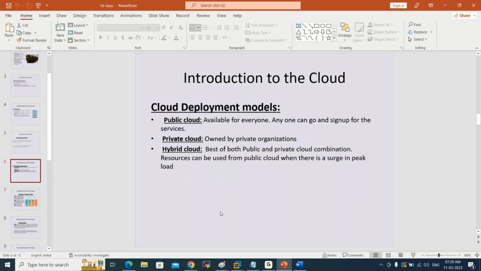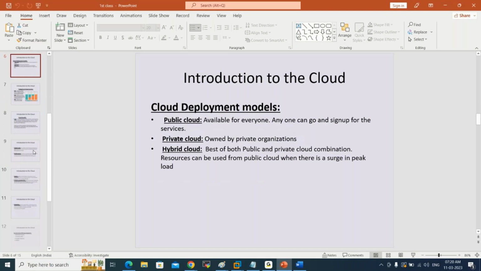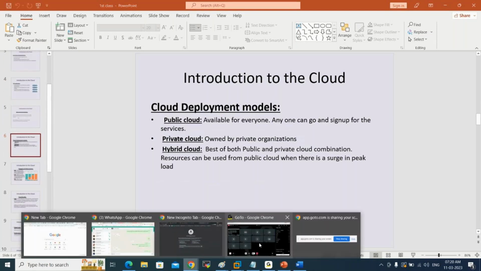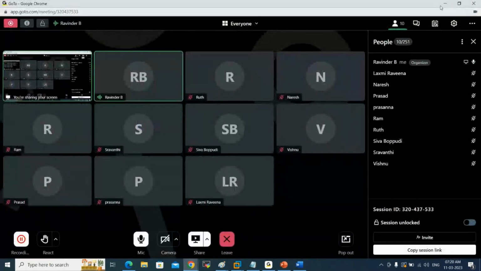That's it. So, public cloud. Today's class is all about more information, guys. Just follow it. It will definitely help you understand why we need to learn cloud. Just have an idea on this.